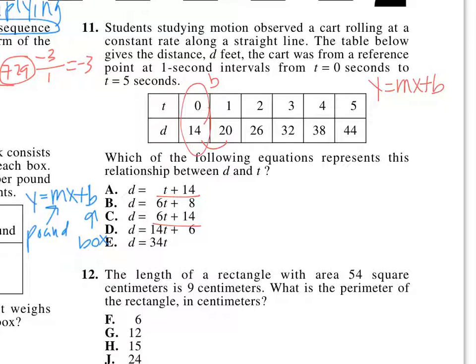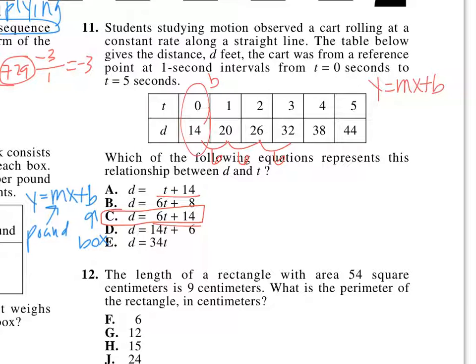So as I go from one to the next, how many am I going up by? Well, it appears that we are going up by 6. So for this one, just by looking at the data and using some process of elimination, I see that the starting value is 14. I see that it's going up by 6 feet for every second. And so that equation is the only one that has the numbers we need.